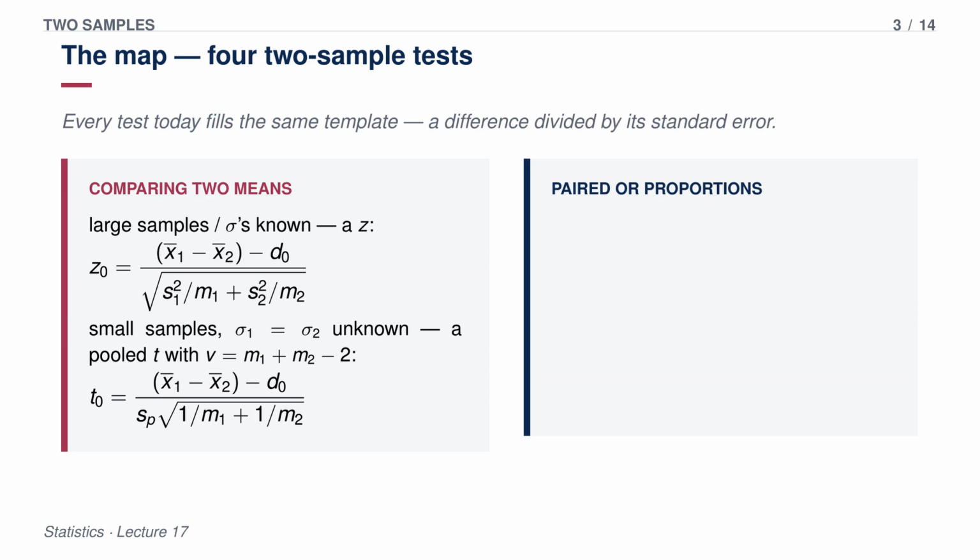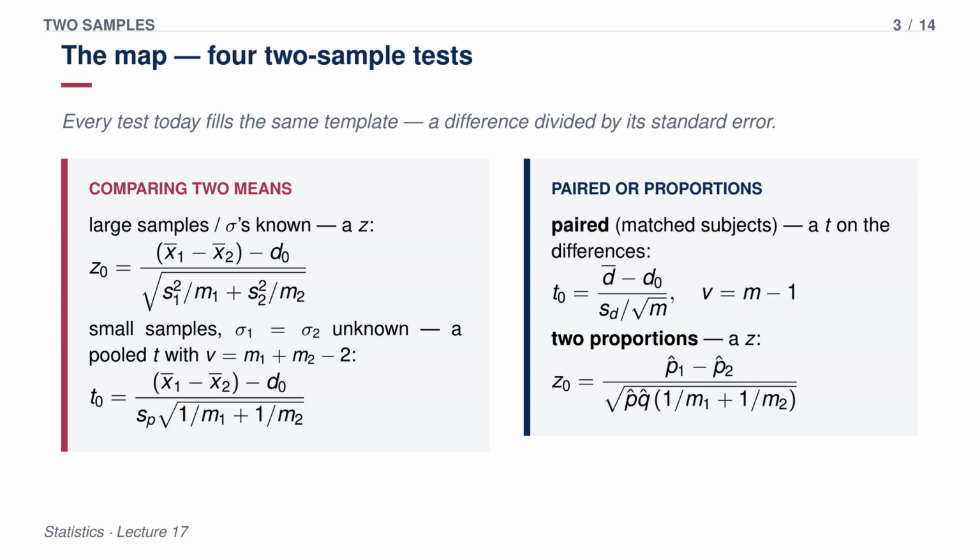Here's the map for the whole lecture. 4 tests, 1 template. A difference divided by its standard error. Comparing two means with large samples, it's a z. X bar 1 minus x bar 2 minus d-naught over the root of s1 squared over m1 plus s2 squared over m2. Small samples with equal unknown sigmas, a pooled t, with v equal to m1 plus m2 minus 2.